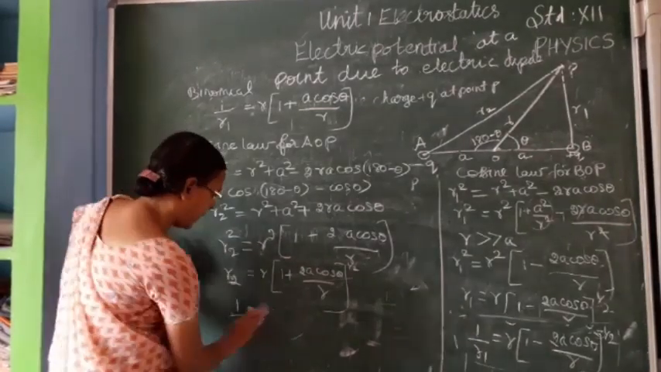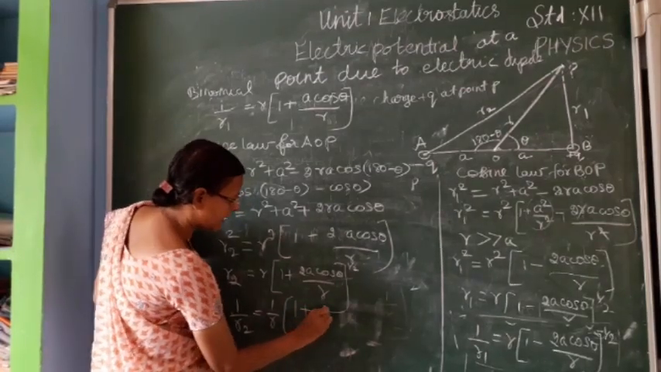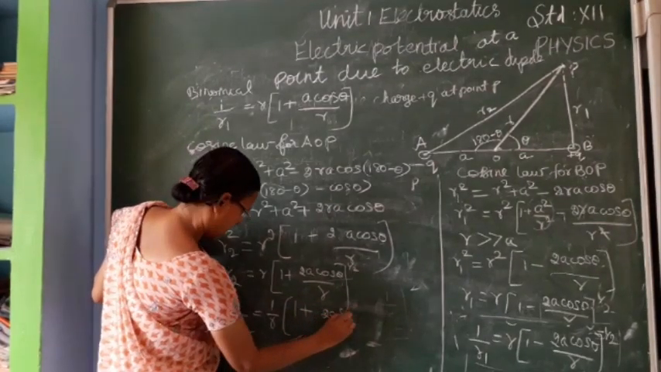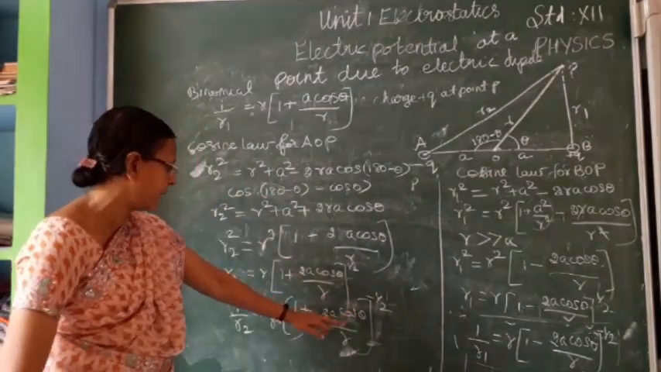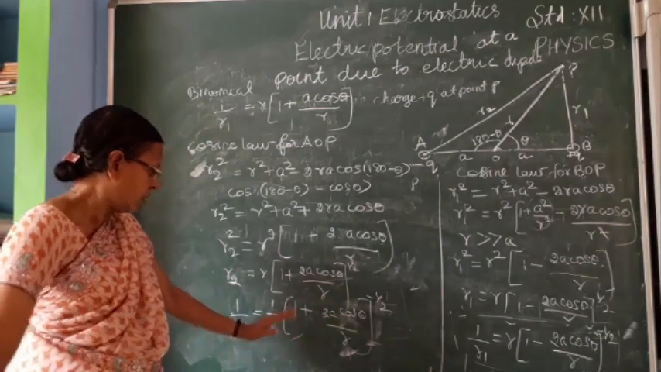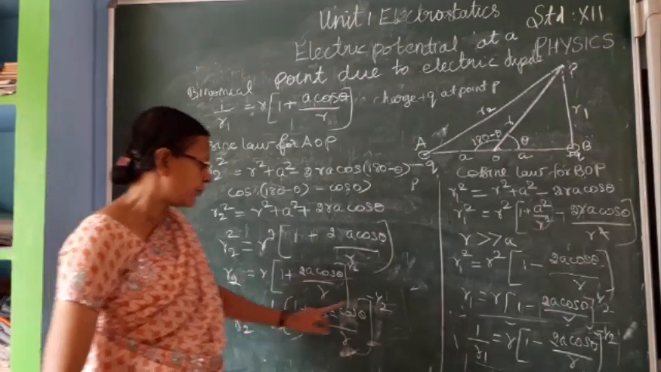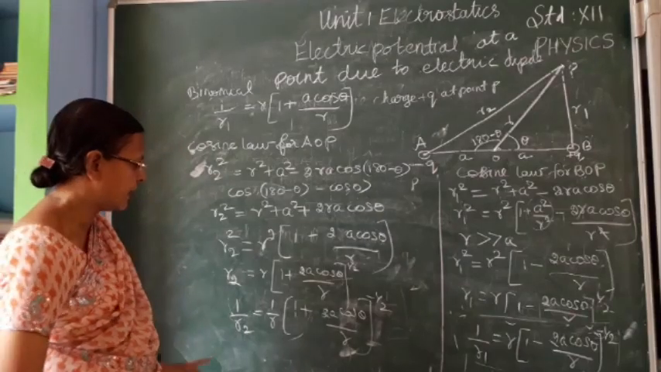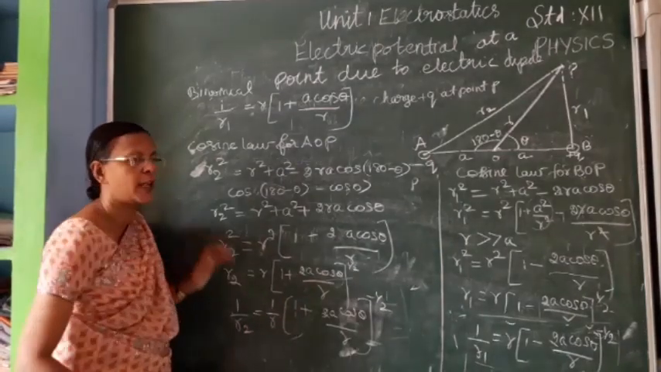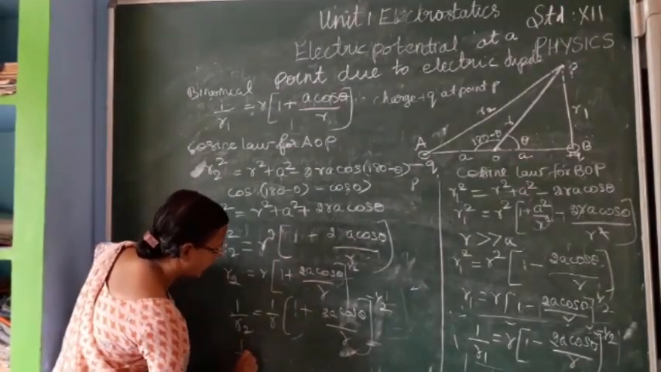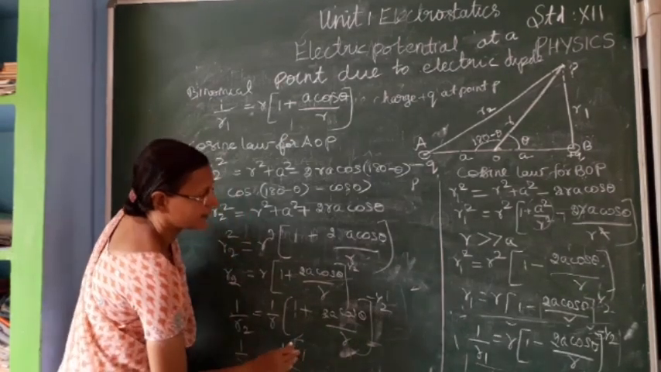So 1 by R2 is equal to 1 by R into (1 plus 2A cos theta divided by R) the whole power minus 1 by 2. How is this minus 1 by 2 coming? We are finding the reciprocal of all the terms: R2 reciprocal is 1 by R2, and the power becomes minus 1 by 2. Then we use the binomial theorem for the first order. So 1 by R2 is equal to 1 by R into 1 plus, here minus.